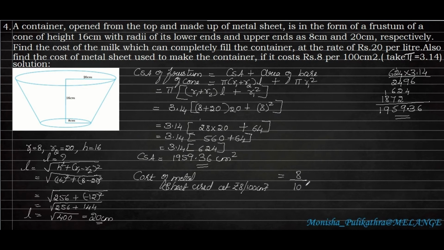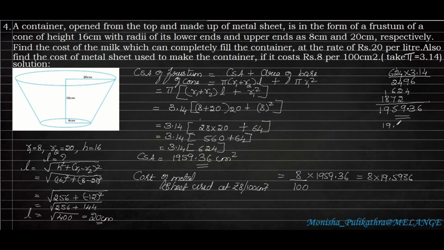That is 8 by 100 into 1959.36. So here 2 zeros are there. After 2 digits we have to put a point. So 8 into 19.5936. Okay, we have to multiply this one.